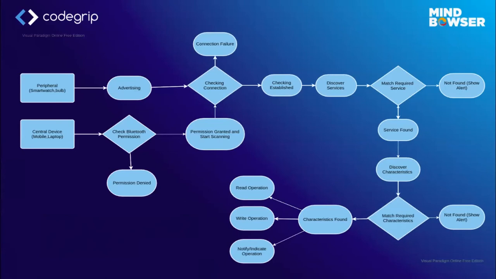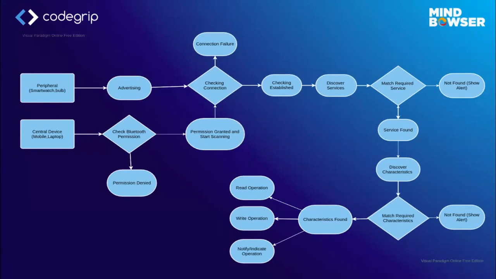So we need the particular services, and after the service is found, we have to discover the characteristics for that particular service. After we get all the characteristics, we have to find the particular required characteristic, same as with services, because the characteristic is the main value to perform the read and write operation or notify operation. It's a required logic. If we don't have that particular characteristic, we have to show that this characteristic is not available.